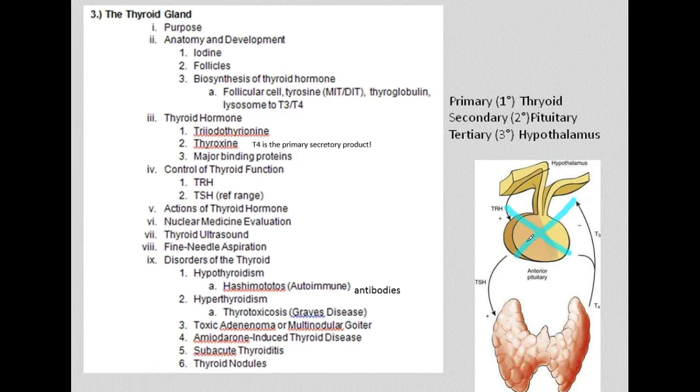Oh, sorry, I just crossed off the wrong thing here. Where is my eraser? Erase that. There we go. Okay, so my thyroid does not work. Cross that off. Let's start over.